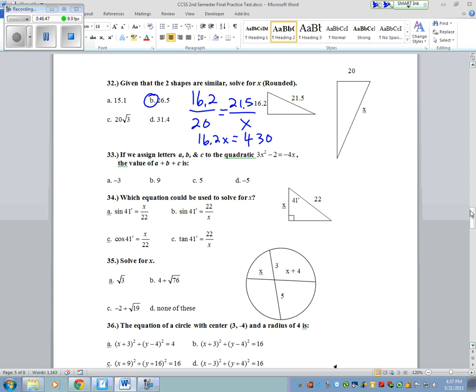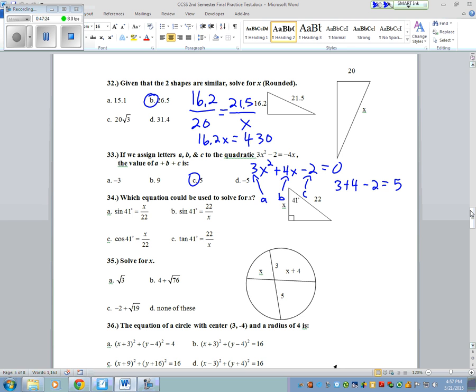All right, 33. If we assign letters A, B, and C to the quadratic, 3x squared minus 2 equals negative 4x, the value of A plus B plus C is... This is just testing to see if you know how to identify A, B, and C. Before I can identify them, I have to add the 4x over and set it equal to 0. So my A is the 3, my B is the 4, and my C is the negative 2. If I add those up, 3 plus 4 minus 2, I get 5, which is answer choice C.